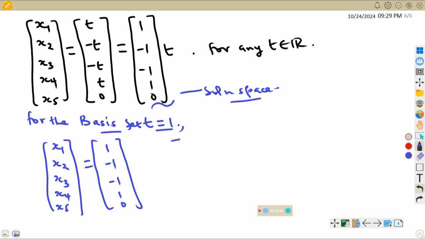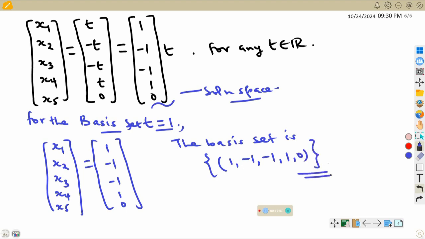So the basis set is containing 1, negative 1, negative 1, 1, and 0. So this is your basis set.